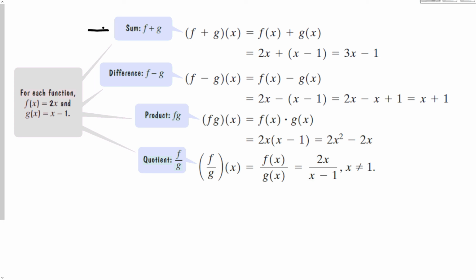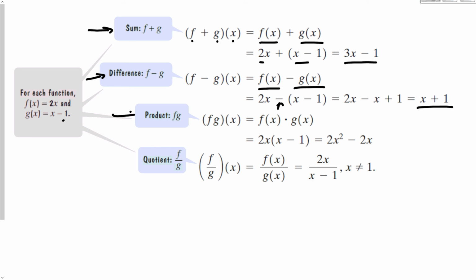We can add them, taking f plus g of x, which is the same thing as f of x plus g of x. So basically, I just take these two functions, 2x and x minus 1, and add them together, combine like terms to give me 3x minus 1. For the difference of f minus g, I'm going to take f of x minus g of x, being careful to distribute the negative sign. I want to subtract everything in g. So when I do this, I'm going to get my answer of x plus 1.